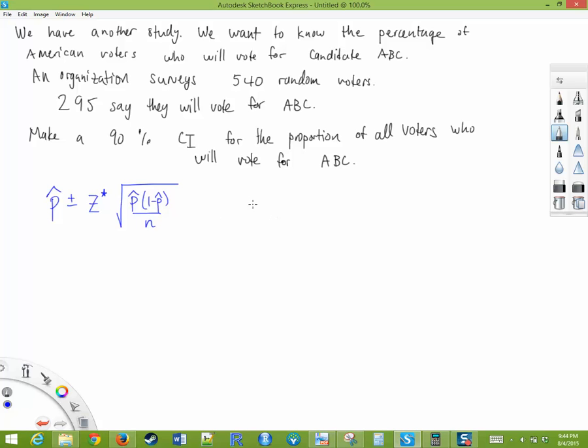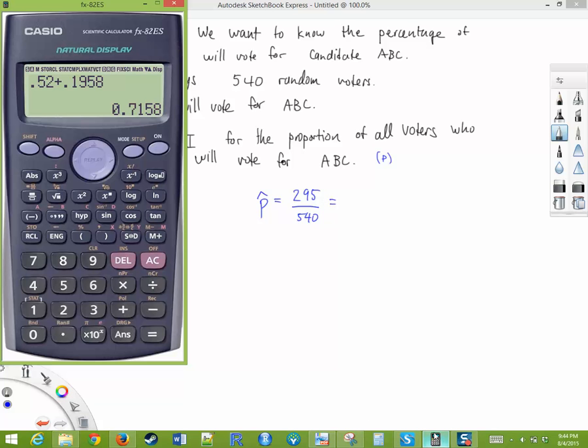All right, so let's go through a problem and figure out these things. P hat is the proportion that's going to vote for ABC in our sample. We want to know the proportion of all voters who will vote for ABC. That's P, but in our sample, how many said they're going to vote for ABC? 295 out of 540. So I do that here, I'll use my actual calculator. 295 divided by 540, and I get 0.5463.